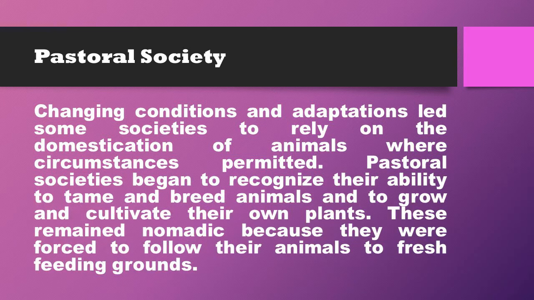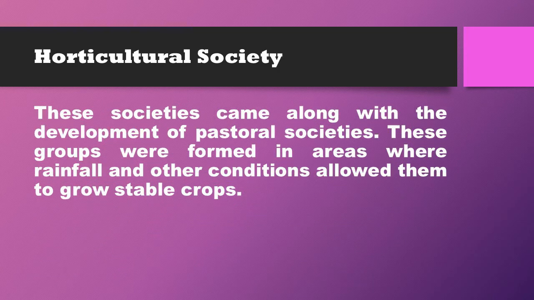And around the time that pastoral societies emerged, specialized occupations began to develop and societies commenced trading with local groups. It is because they could already produce different products such as food and clothing from their animals, so they could now trade it with other local societies.